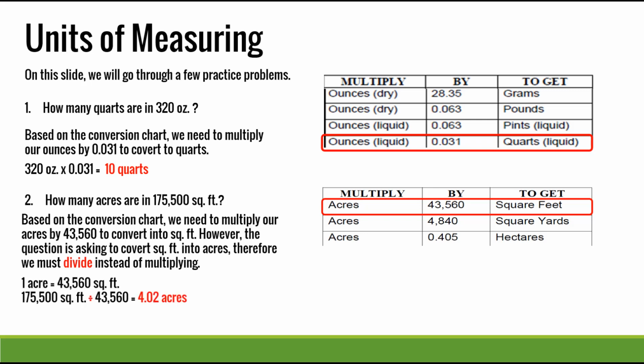1 acre is equal to 43,560 square feet. Therefore, we can take our initial number, 175,500 square feet, and divide it by the conversion factor of 43,560, which is equal to 1 acre, gives us an answer of 4.02 acres.